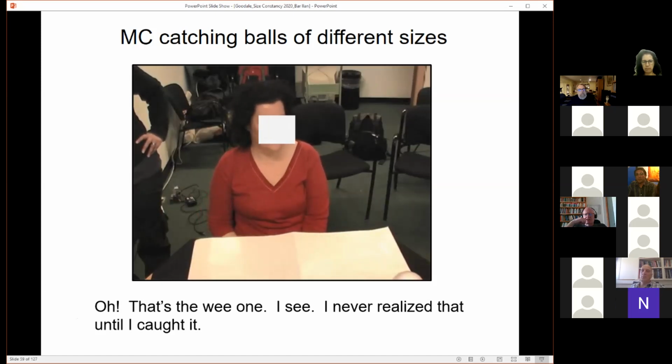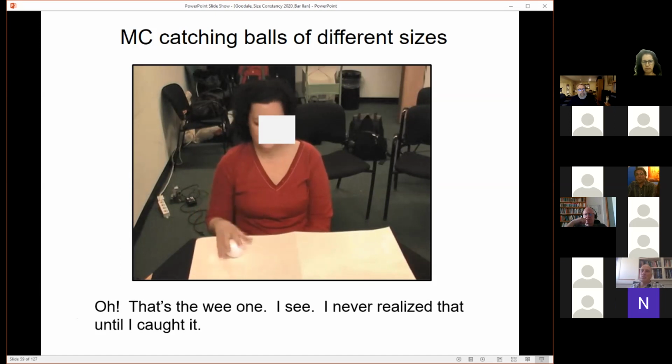Awesome. This is not an experiment, this is a demo. That's the weird one, but see, I never realised that until I caught it. It's got it. Okay, so she can catch balls very well.